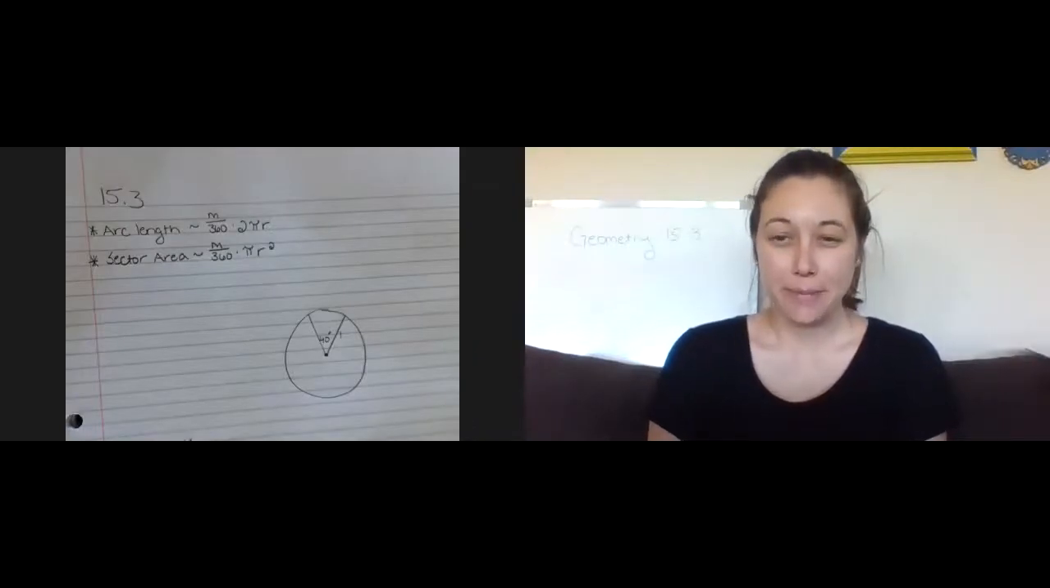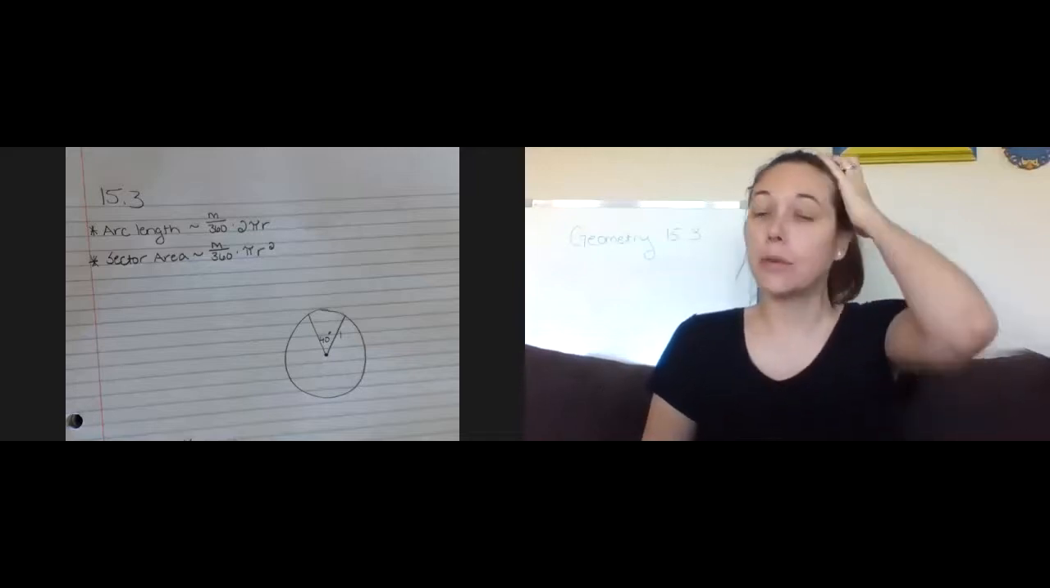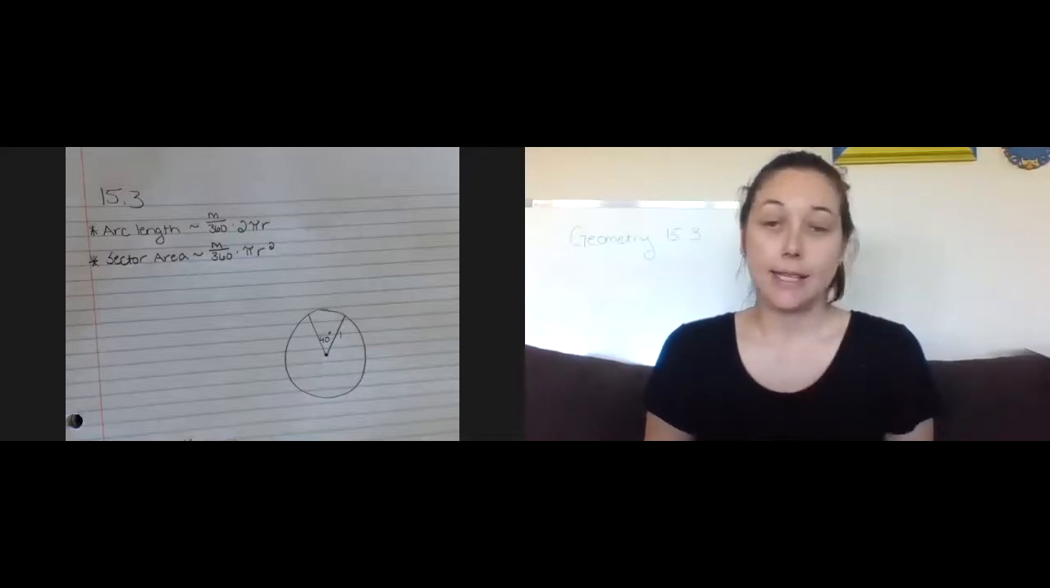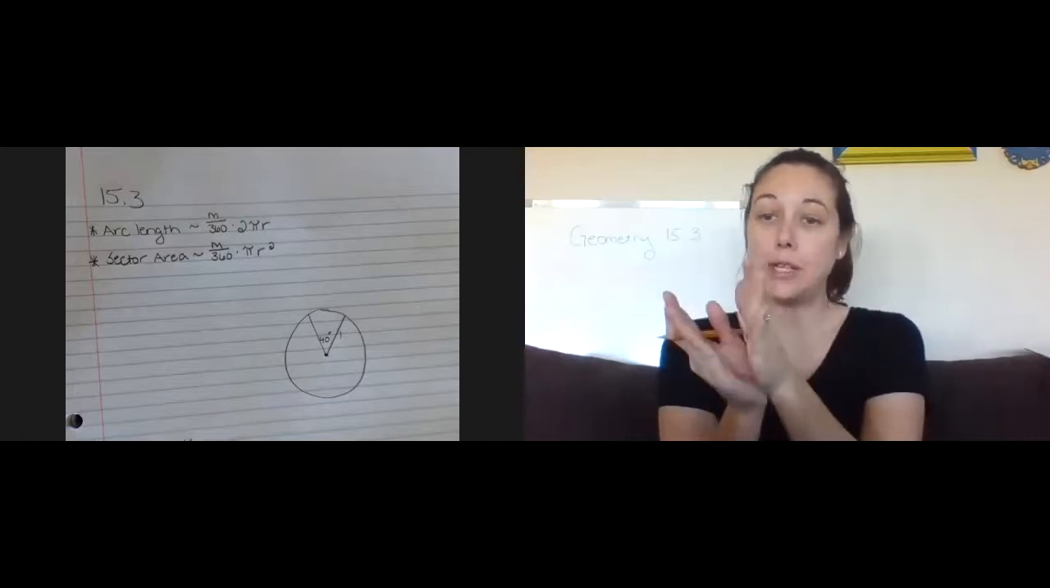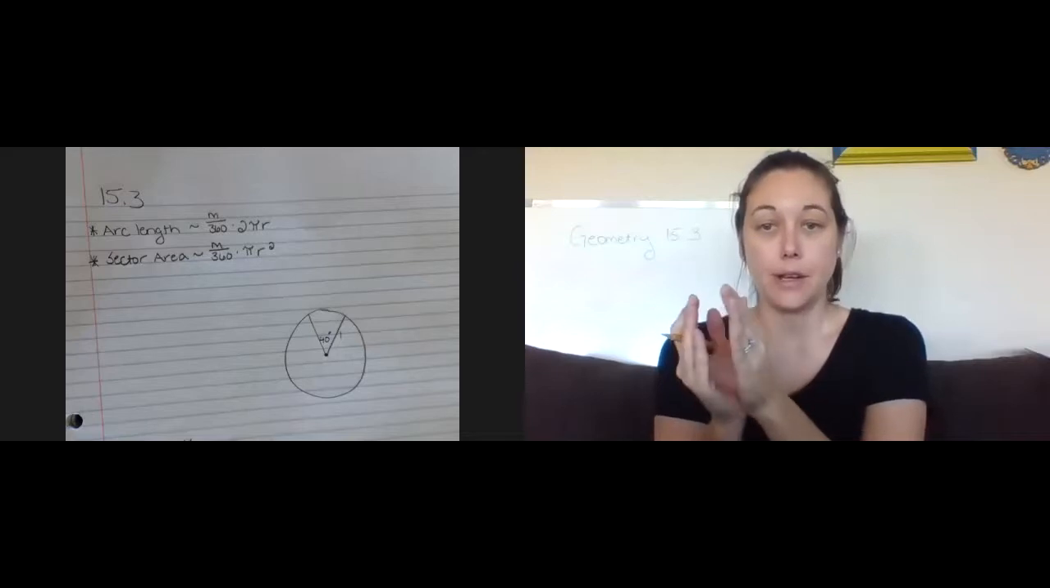Guys, let's talk about 15.3. So 15.3 is all about finding sector areas. So little wedges of your circle, how do we find the area of that sector?